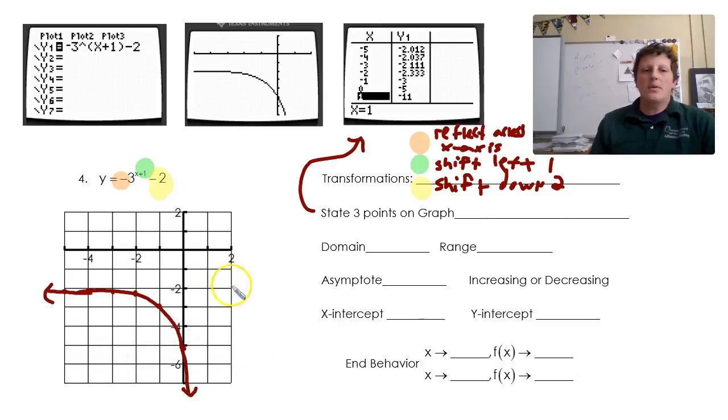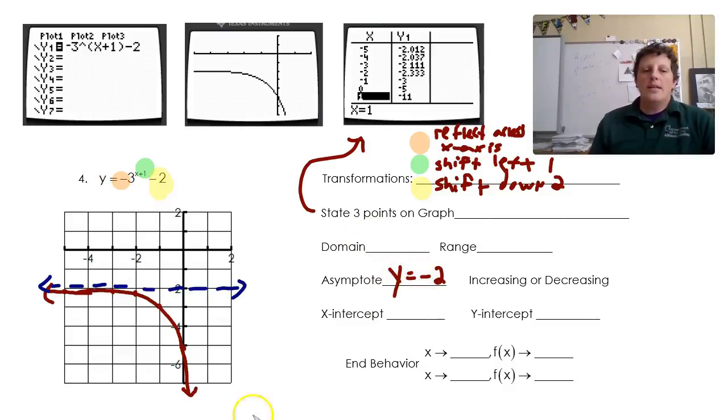Our asymptote did shift down 2 from 0, so it would be y equals -2. Please remember that your asymptote needs to be y equals. You're describing this line, so you can't just put the number -2 because the line could be, like -2 could represent a vertical line or a horizontal line. We want to show that it's a horizontal line by saying y equals -2.